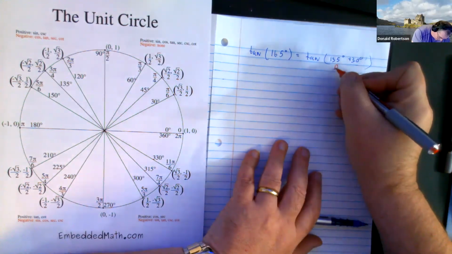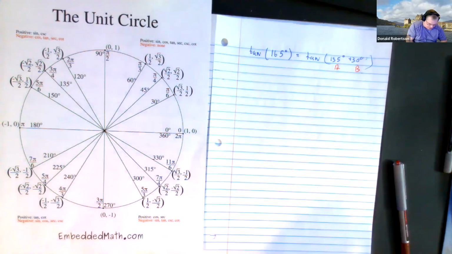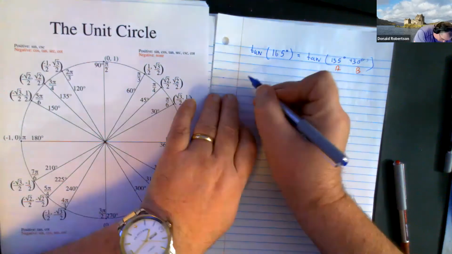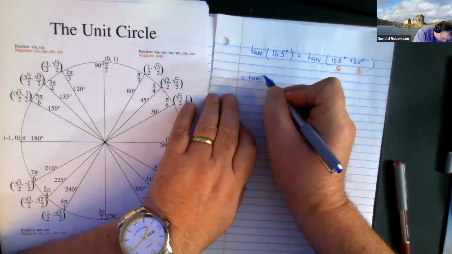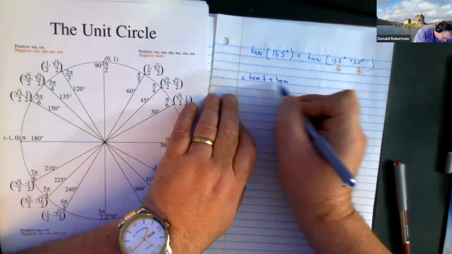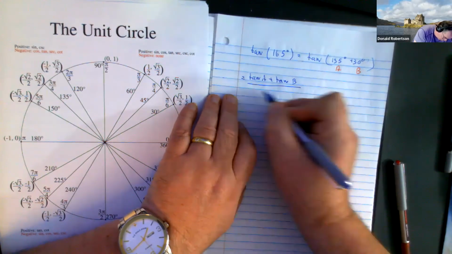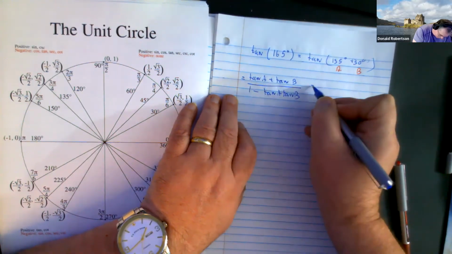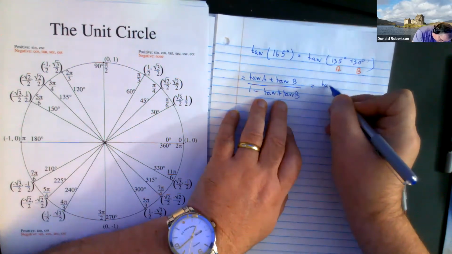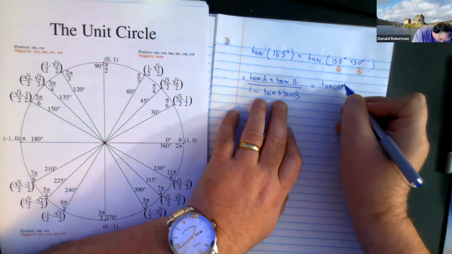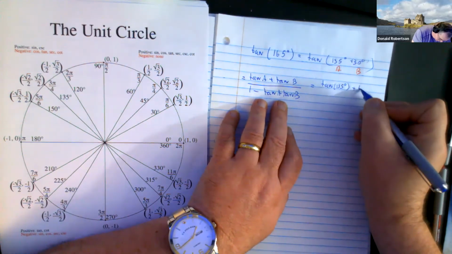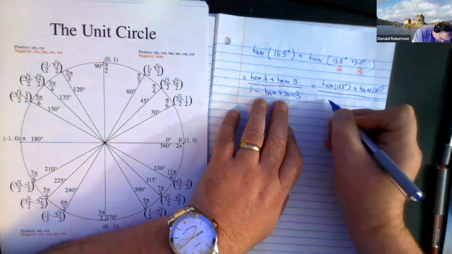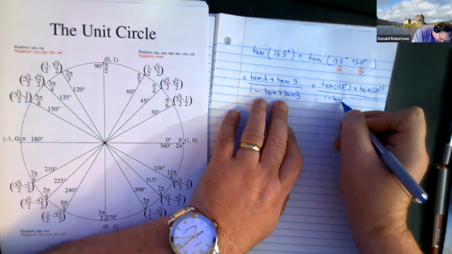I'll call this A, call this B, great. And the tan of A plus B is this top formula. So it's going to be tan of A plus the tan of B, and 1 take away tan of A tan B. So it's going to be the tangent of 135 degrees plus the tangent of 30 degrees. And it's going to be 1 take away those two things multiplied.